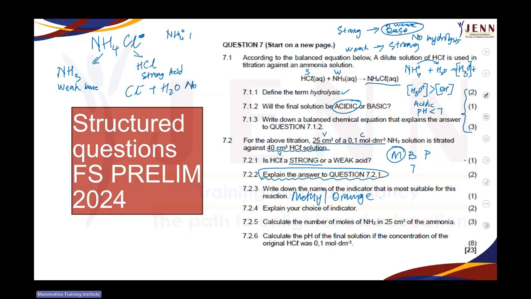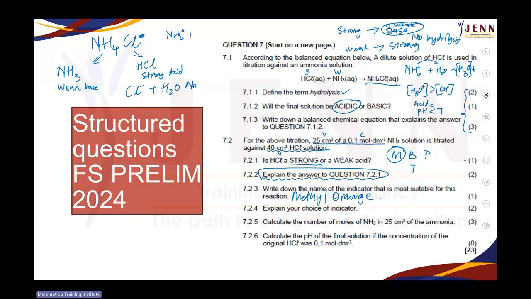Next, explain your choice of indicator. Why did we choose this indicator? We are choosing it because the reaction is between a weak base and a strong acid. We chose it because we are reacting a weak base with a strong acid.